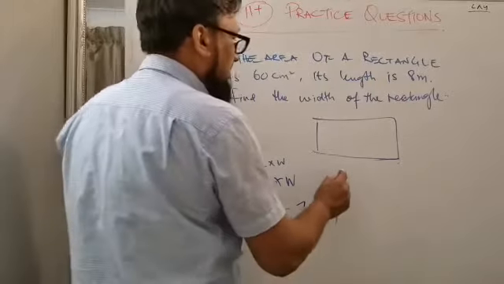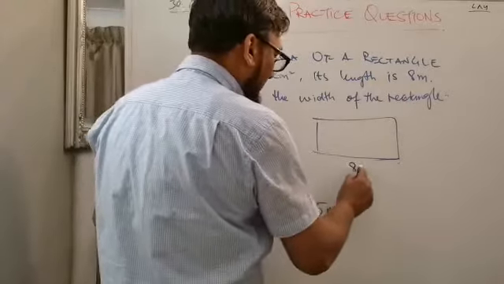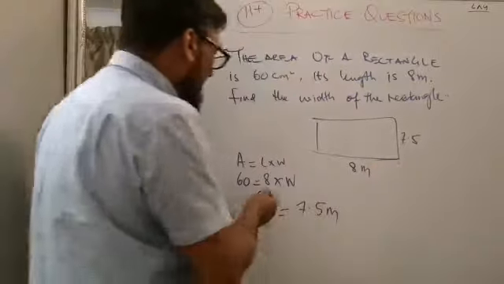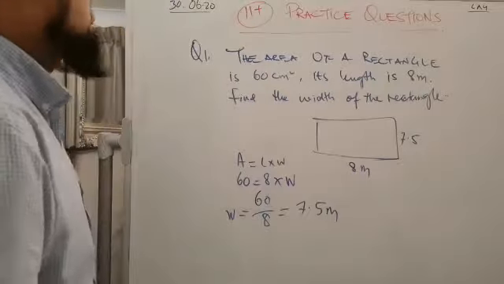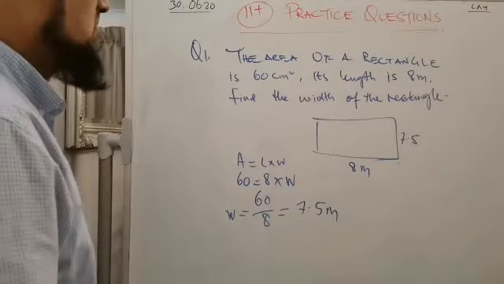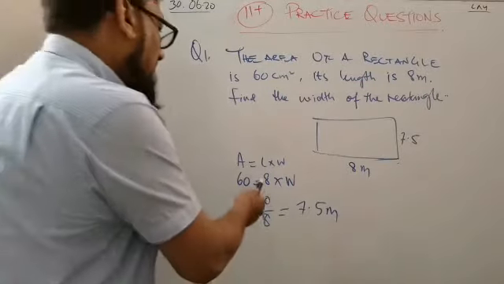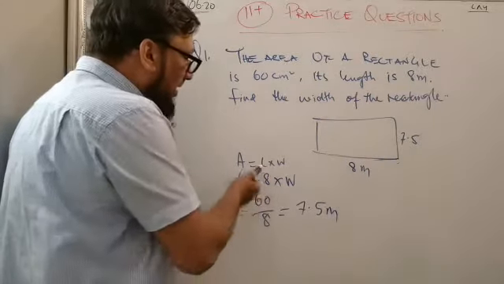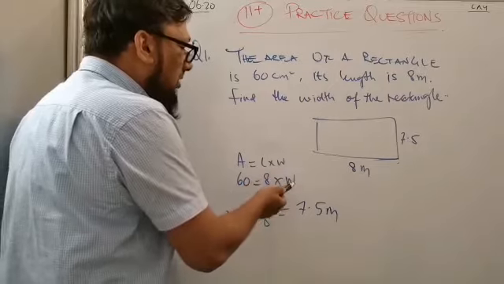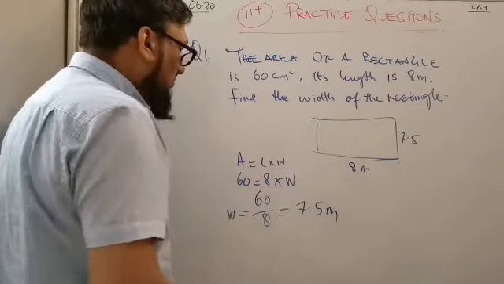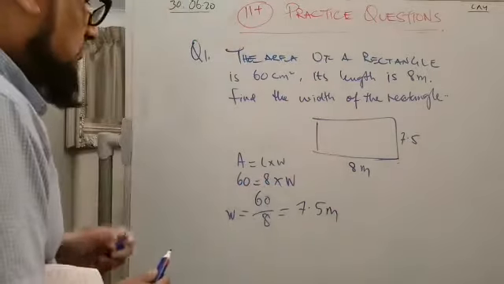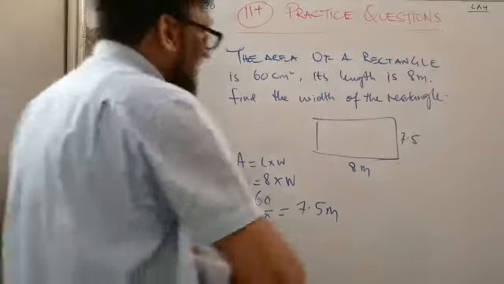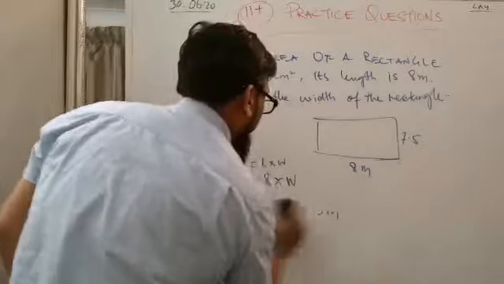So this is the length 8 meter and the width is 7.5. If you times to get the area, which is 60. So it's very simple questions, okay? You simply divide by the length. And the same way, if the examiner asking about find the length, okay, and they are giving you the width, so you need to simply divide by width, which is 7.5, to get the length. Now move for the question number 2.